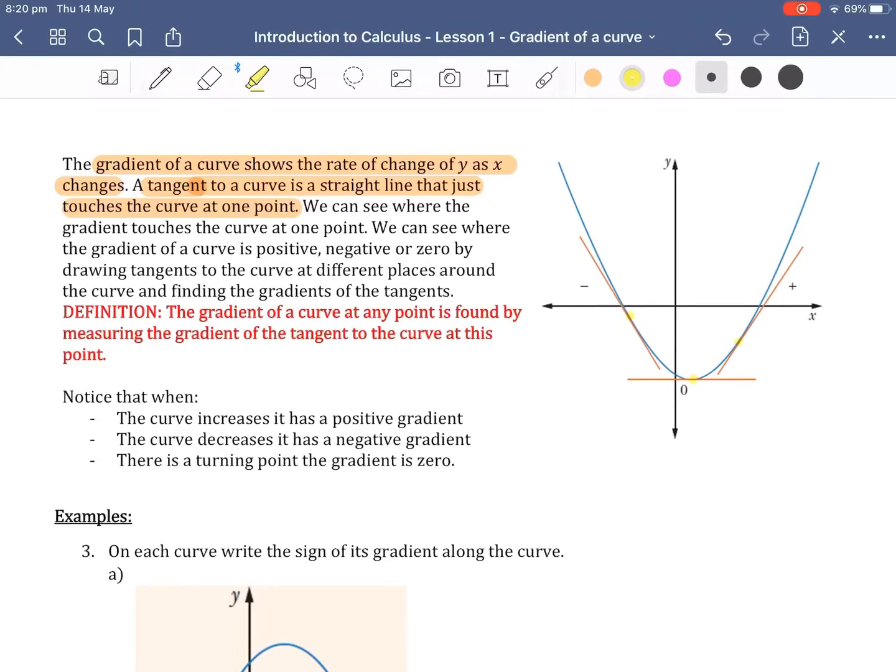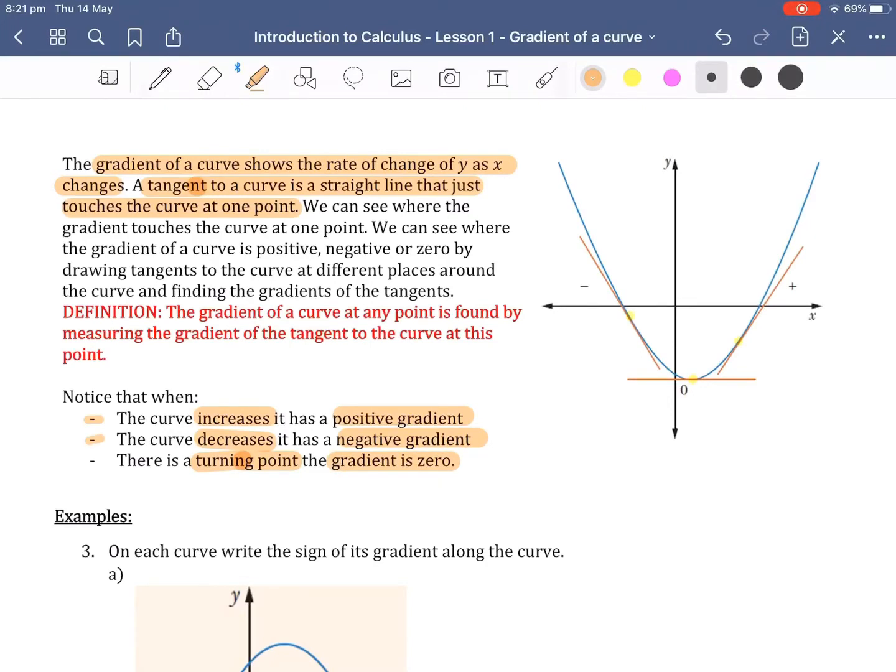So the gradient of a curve at any point is found by measuring the gradient of the tangent to the curve at this point. We also need to notice when the curve is increasing, it has a positive gradient. When the curve decreases, it has a negative gradient. And there is a turning point when the gradient is 0.